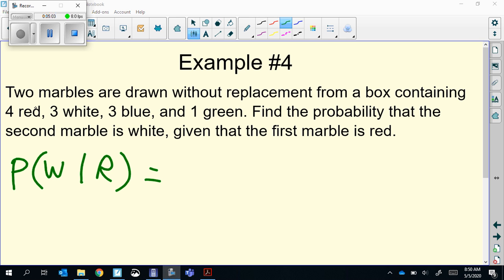So if we take out a red one, this is down to 3. And then that first thing happened. So now we're looking at what's the probability of it being white? There are 3 whites left out of 1, 2, ... 9, 10 marbles. So that's 3 out of 10, or you could say 0.3 or 30%.